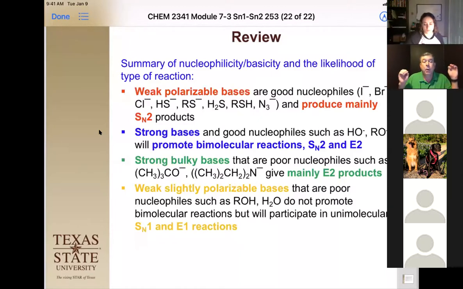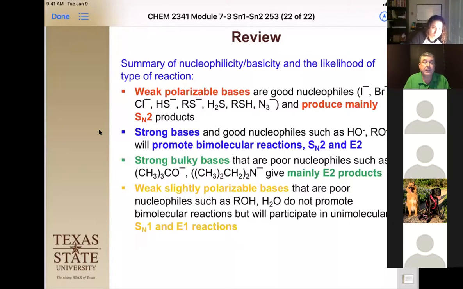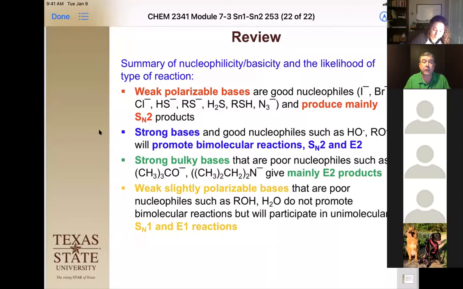Okay, so polarizable bases or weak bases are good nucleophiles and mainly produce SN2 products. Think about that. Iodine and bromine, those are really strong acids, so that makes them really weak bases. We have charges on sulfur, we have neutral sulfur, and we have this azide ion, the N3 minus. Because they are polarizable, the sulfurs are quite large, and the halogens are quite large, they mainly produce SN2 products that will typically be your major product if that's the only nucleophile found in the system.